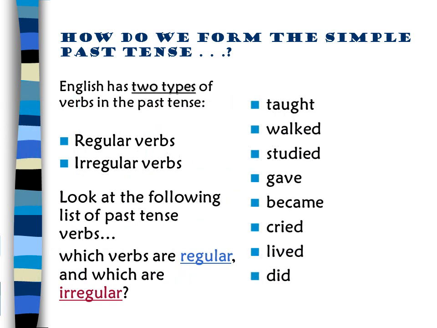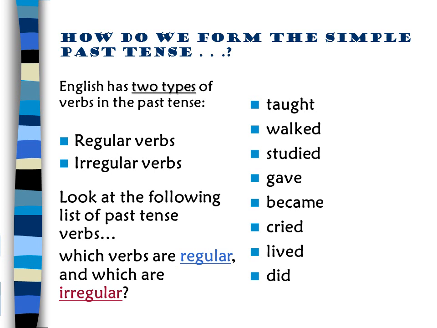So you have the verb teach. The past is taught. The verb walk. The past is walked. The verb study. The past is studied. The verb give. The past is gave. The verb become. The past is became. The verb cry. The past is cried. The verb live. The past is lived. And the verb do. The past is did.